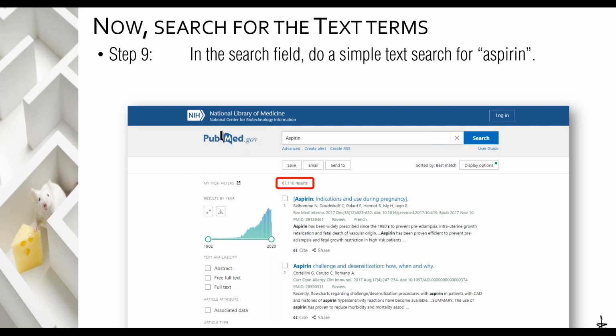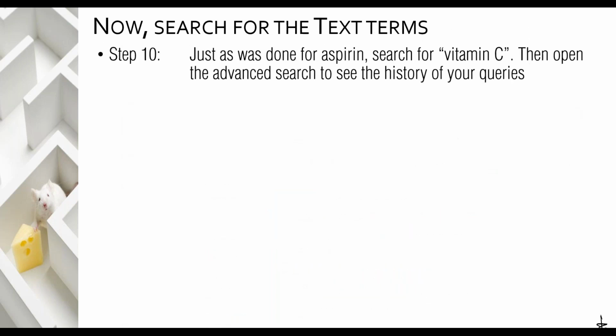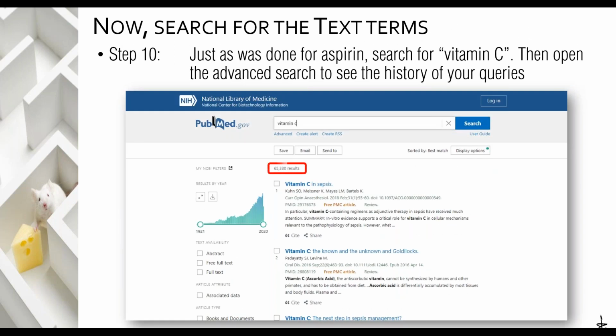Okay, so now I've searched my aspirin. My next text is vitamin C. So erase the aspirin and search for vitamin C. Don't worry about the searches, they're being saved. Just the fact that you search for one thing and then you search for another thing doesn't mean that the first thing is gone. So searching for vitamin C turns back 65,000 articles on vitamin C.